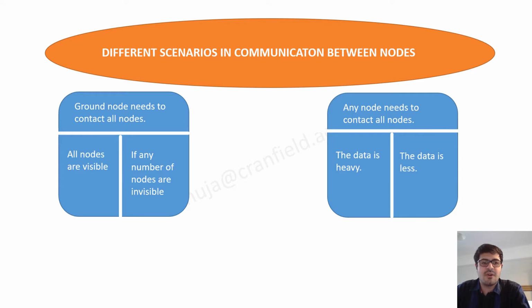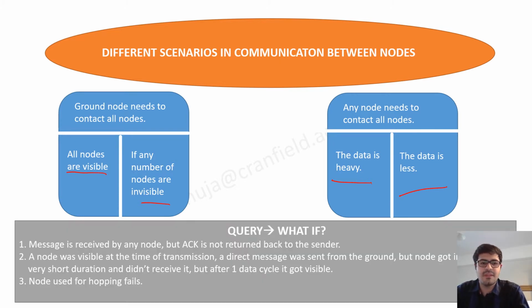For the ground node, we define two cases: where all nodes are visible, or where any number of nodes are invisible. And here we define whether the data is heavy, since the data packet could be heavy, or the data is less.